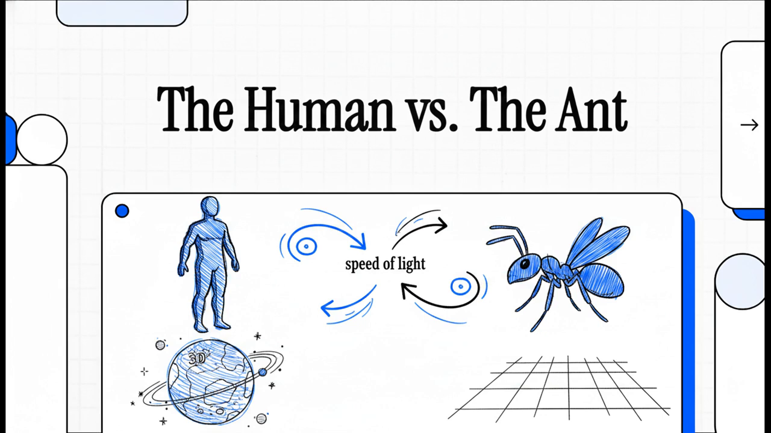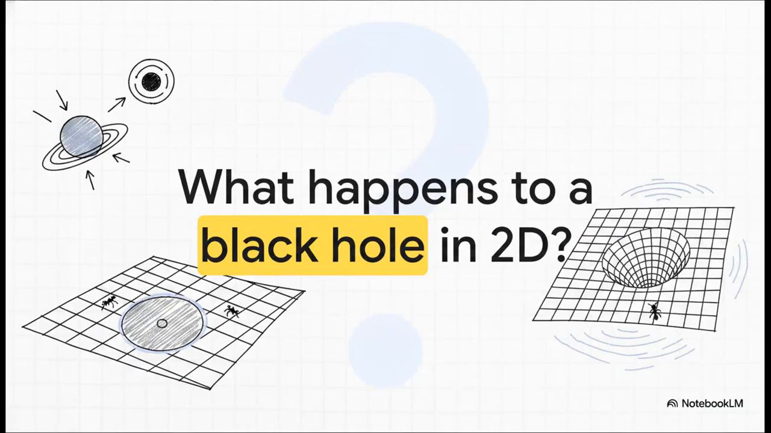And the reason this matters so much, the reason physicists spend their entire careers obsessing over this flat 2D ant universe, is that stripping away a dimension actually uncovers the bedrock hidden rules of our own reality. So what happens to the laws of physics if we trap a black hole in a two-dimensional universe? I know, it sounds like a totally absurd thought experiment, right? But this crucial question challenges literally everything we know about gravity, time, and the event horizon.